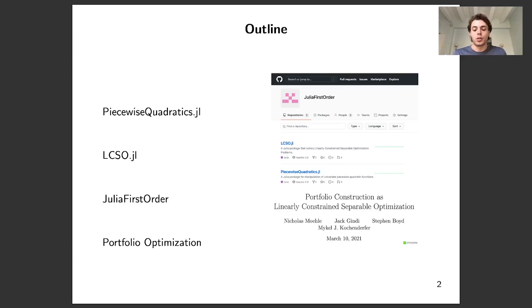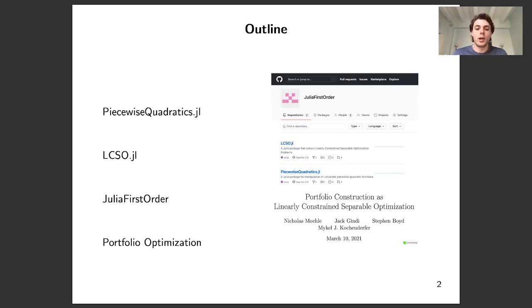And actually, after conversations with various members of the Julia optimization community, we've decided to create a new GitHub organization called Julia First Order to host these packages and other related first order methods in Julia. So we'll touch on that briefly.